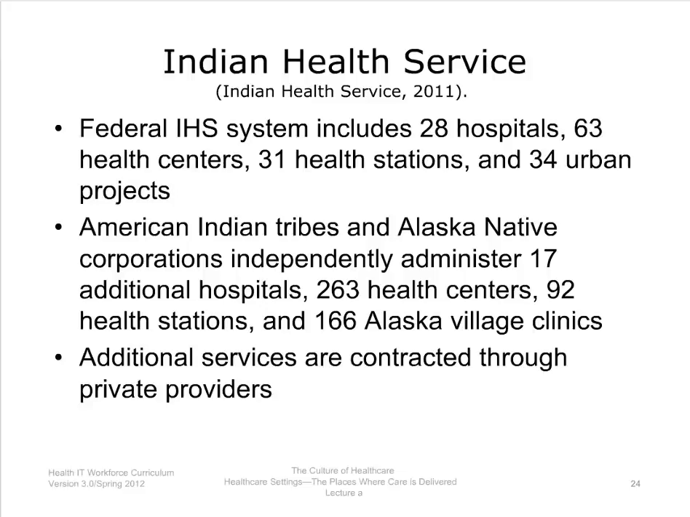The system includes 28 hospitals, 63 health centers, 31 health stations, and 34 urban projects. American Indian tribes and Alaska Native corporations administer 17 additional hospitals, 263 health centers, 92 health stations, and 166 Alaska Village clinics. Like most systems, the Indian Health Service offers primary and secondary care. Some areas have tertiary care capabilities or contract with private providers for these services.